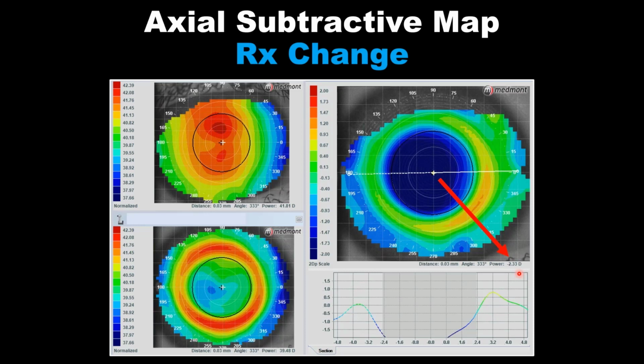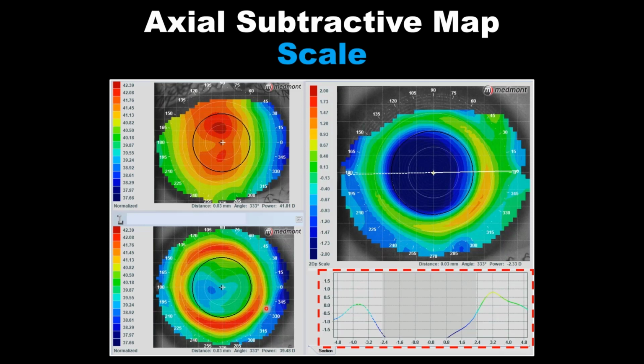Your axial subtractive map is going to tell you how much refractive change you created by comparing the radius of the eye before ortho-K to the radius of the eye on the visual axis after ortho-K. Now let's focus in on this graph down below. This is the data across this white line across the flat meridian of the eye. And you'll notice that we have our paracentral steepening here outside the pupil. The dark gray area would be the pupil.